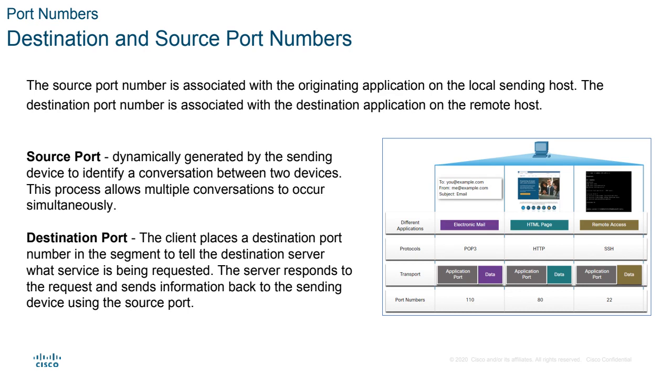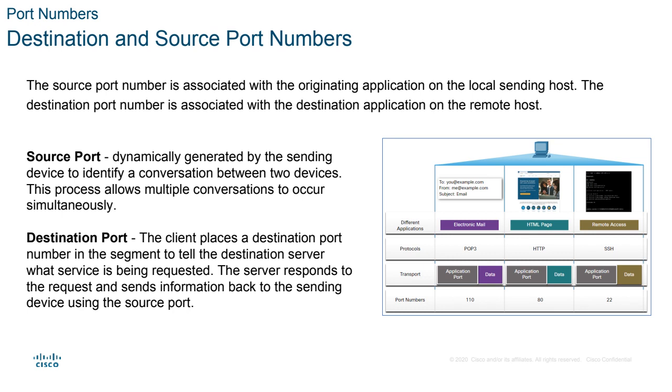So how does it work? The source port number is associated with the originating application on the local sending host. And the destination port number is associated with the destination application on the remote host. Source port is dynamically generated by the sending device to identify a conversation between two devices. This process allows multiple conversations to occur simultaneously.